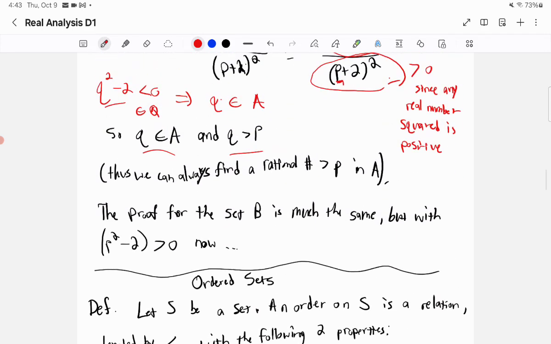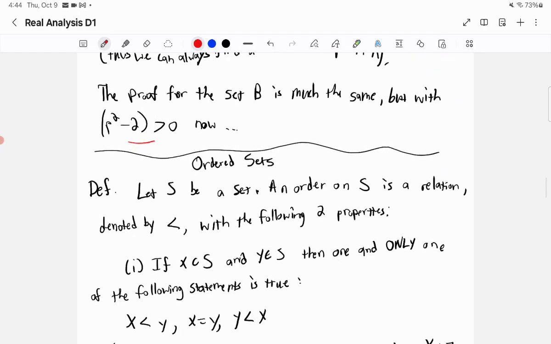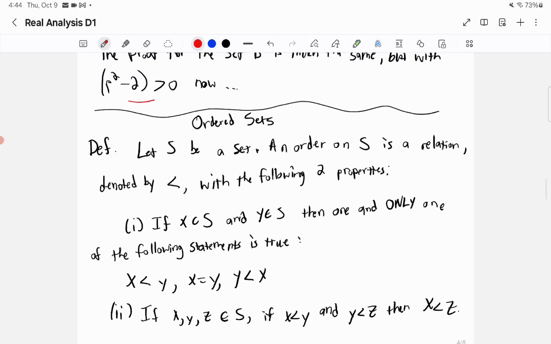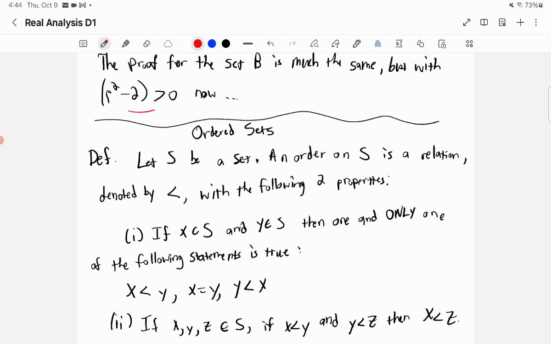We can do the same thing for the set B, except we flip the sign. Essentially what you'll find is that we can always get smaller and smaller and still be in B, but we never actually reach the number, which is obviously the square root of 2. So there is no lower bound in B either.